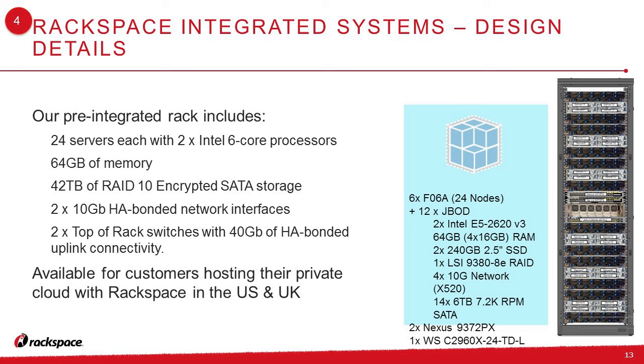Each cabinet has 2 top-of-rack switches with 40 gig of HA bonded uplink, and the servers themselves have 2 10 gig HA bonded network interfaces. And these cabinets, or these building blocks, as we like to refer to them, are available for private cloud use within both Rackspace US and UK.